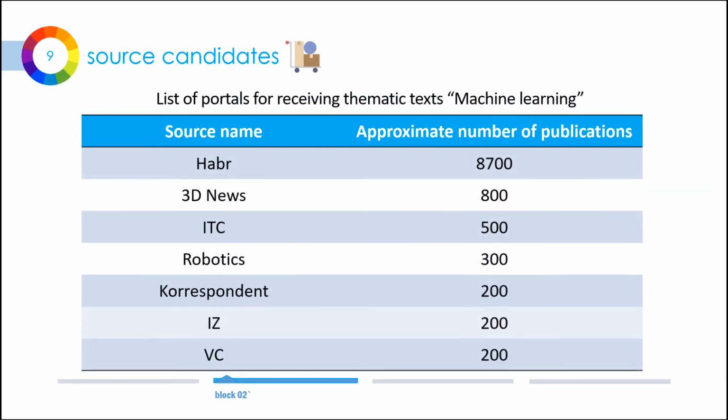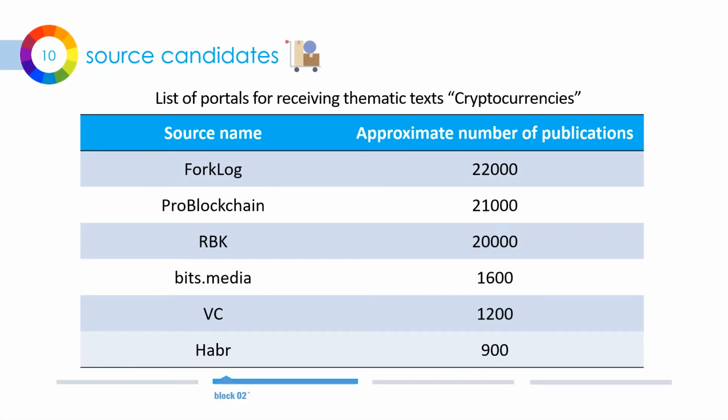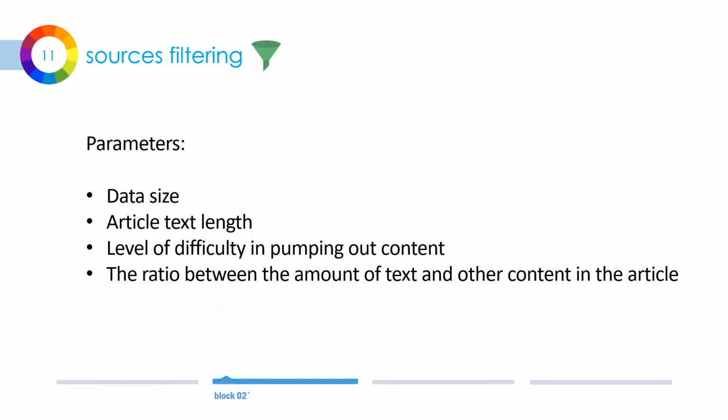Here you can see the same table but for the topic machine learning, and here the same table but for the topic cryptocurrencies. So we have filtered some sources because of filtering parameters. You can see them on this slide. There is data size: the higher size is better for us. Then article text length, and the level of difficulty in extracting content.